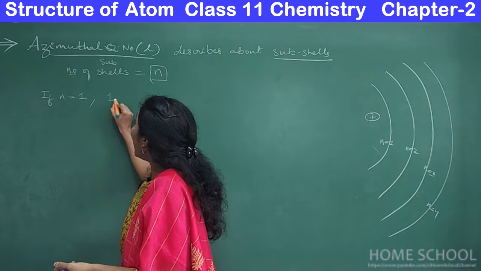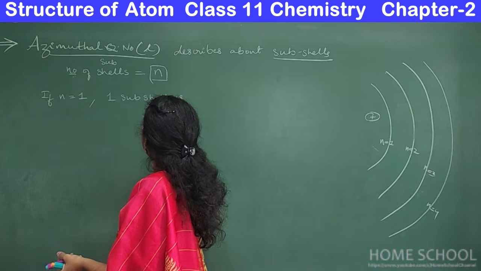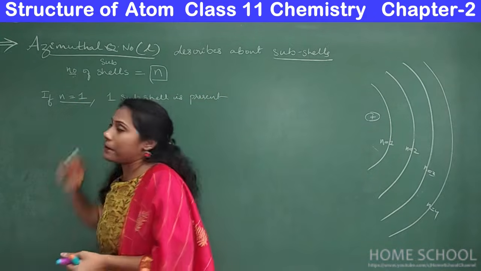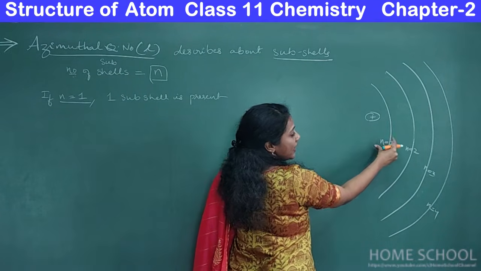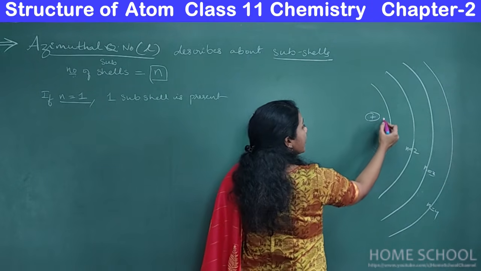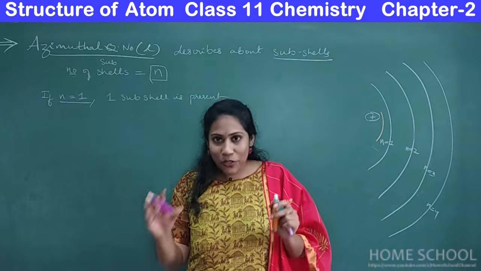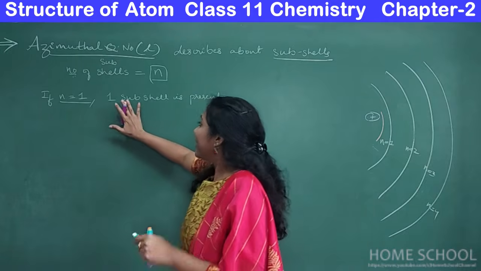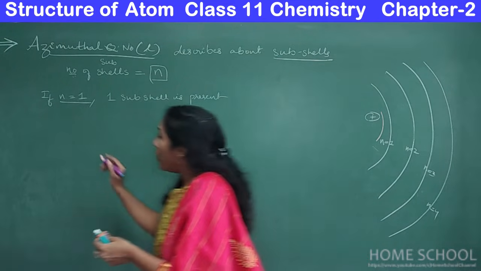One subshell is present in this main shell. Coming here, see, this is our first shell, the K shell. How many subshells are present in this K shell? There is only one subshell. So if n is equal to 1, it means that one subshell is present.